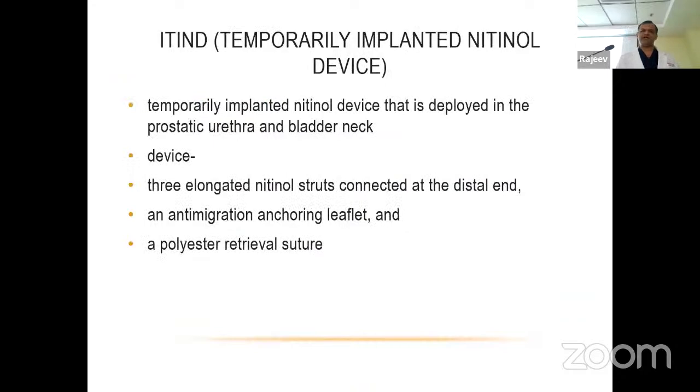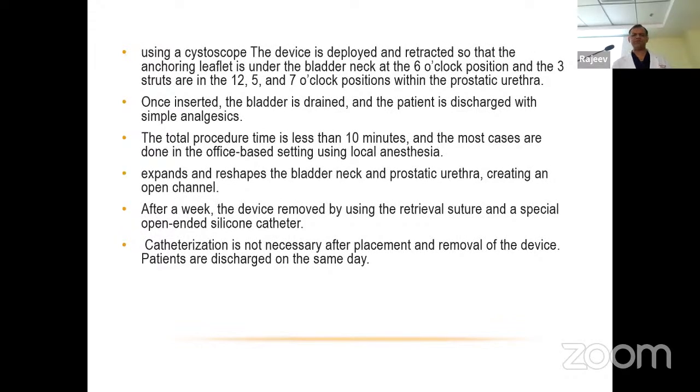Next is ITIND. This is a temporarily implanted nitinol device that is deployed in the prostatic urethra and bladder neck. The device has 3 elongated nitinol struts connected at the distal end, an anti-migration anchoring leaflet, and a polyester retrievable suture. Using a cystoscope, the device is deployed and retracted to the anchoring. With the help of the anchoring leaflet in the urethra under the bladder neck at the 6 o'clock position, the 3 struts are placed at 12, 5, and 7 o'clock positions within the prostatic urethra.